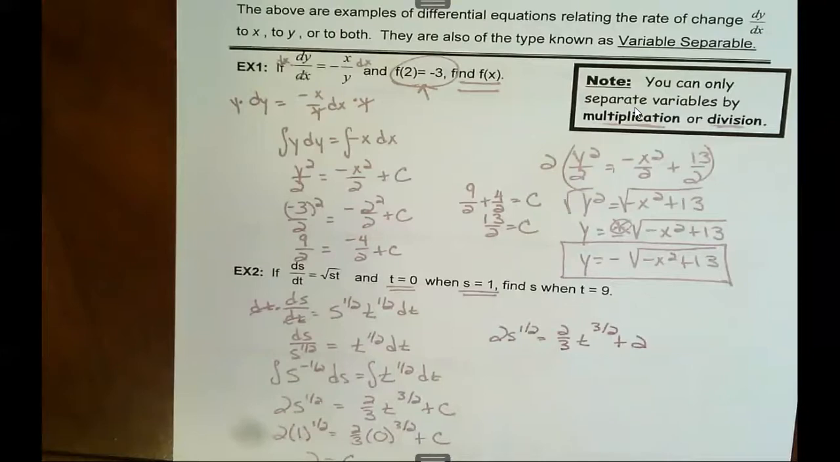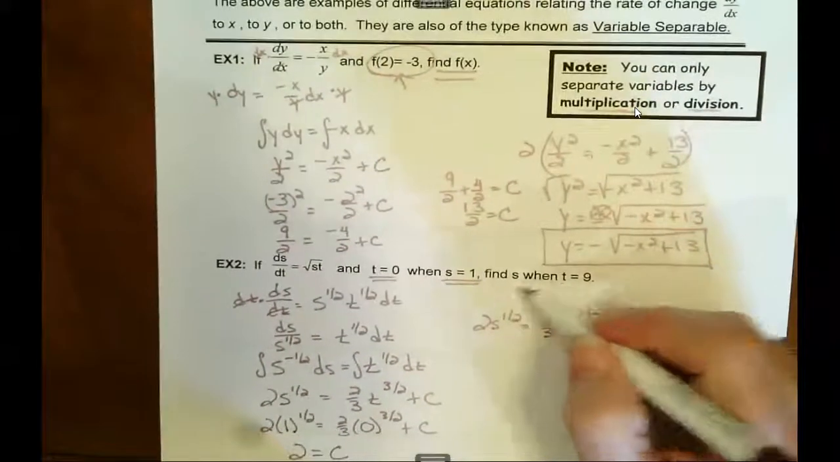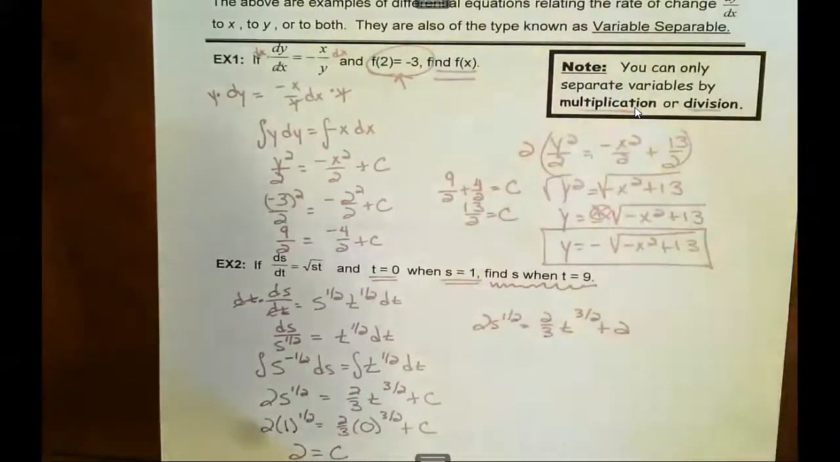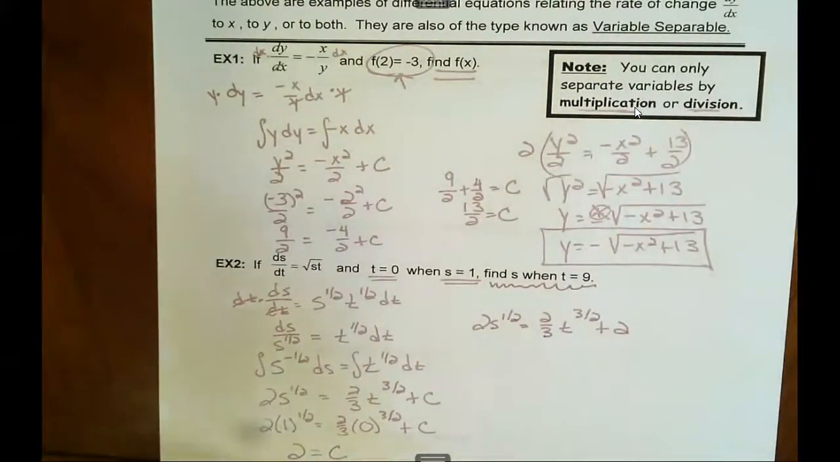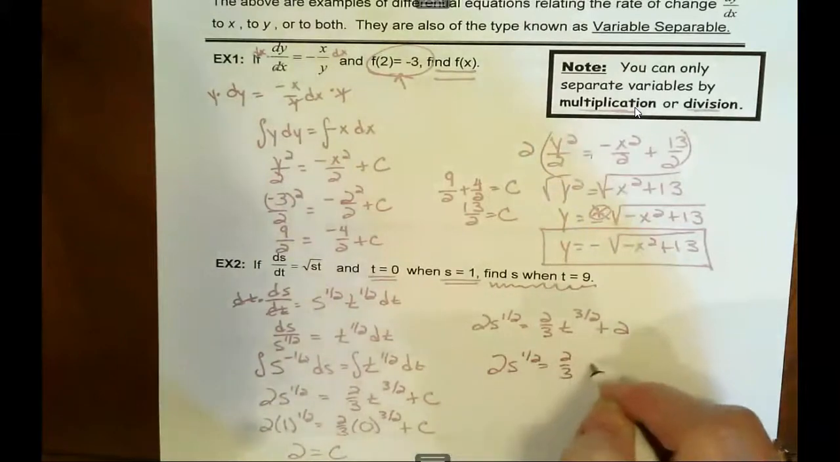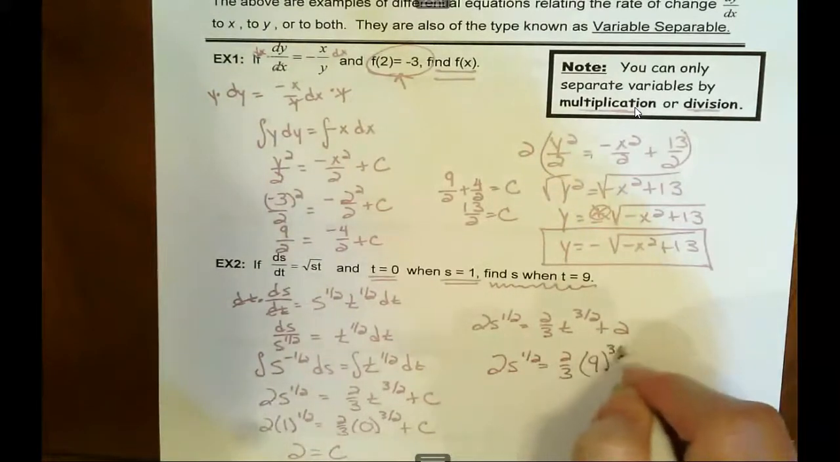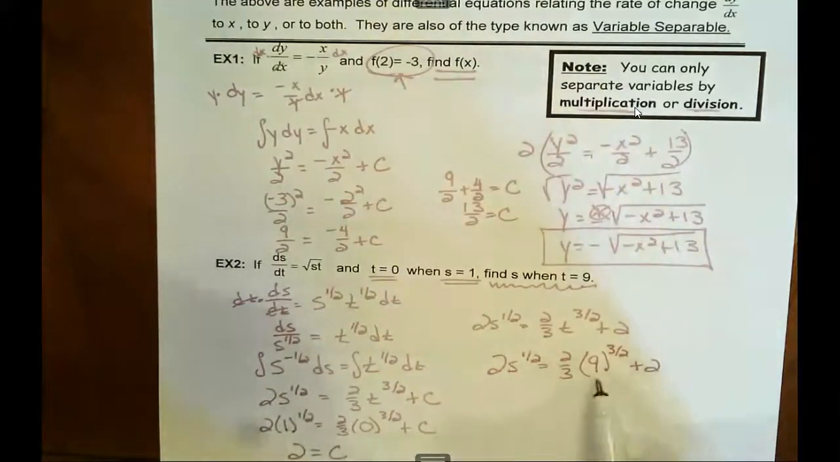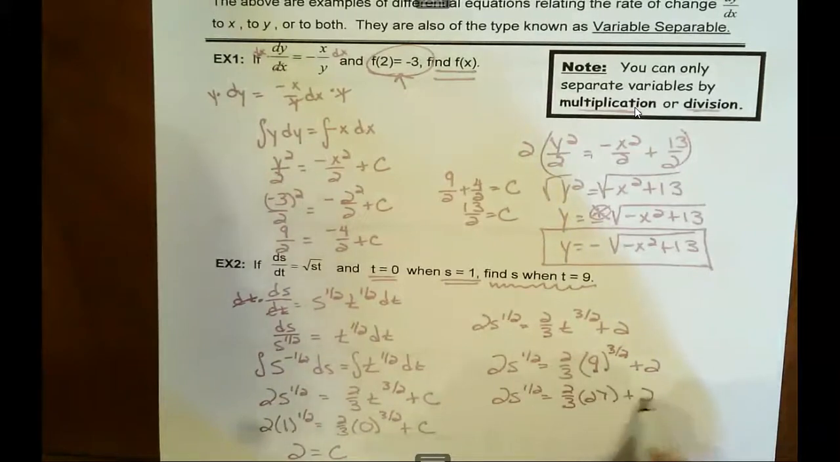Now, this one doesn't ask us to solve for s or solve for t. What it asks us to do this time is to find s when t is 9. So the next piece to this one, now that we have the equation, is to plug in t is 9. 9 to the 3/2 power plus 2. All right, so the 3/2 power, that's the square root of 9. So that'd be 3. 3 cubed would be 27. So 2/3 times 27 plus 2.